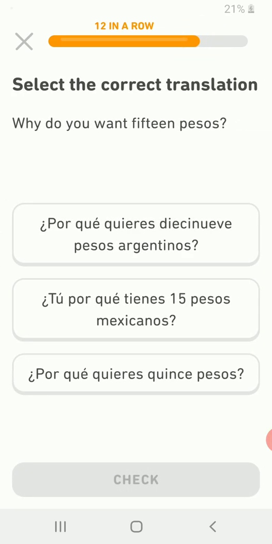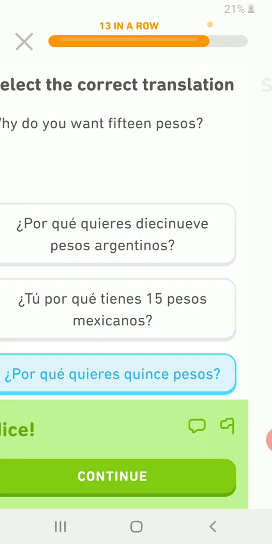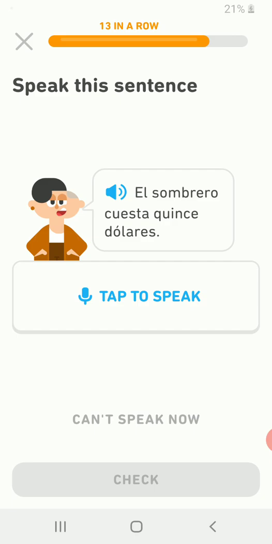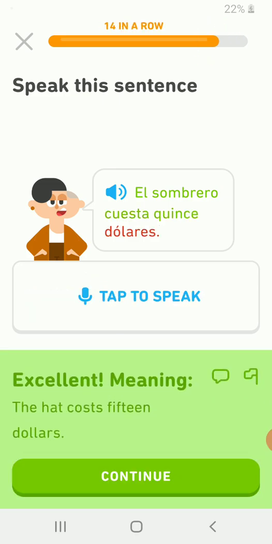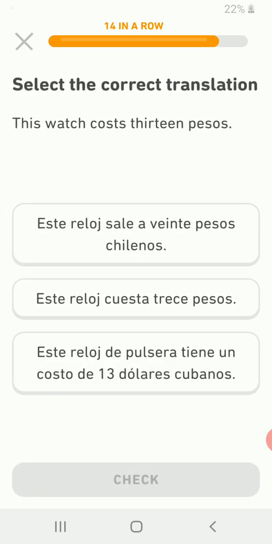And select the correct translation. Why do you want 15 pesos? ¿Por qué quieres 15 pesos? It's not 19. Yes, that's the correct one. El sombrero cuesta $15. So now I have just to say the sentence. El sombrero cuesta $15. So it means that the hat costs $15. Dólares.